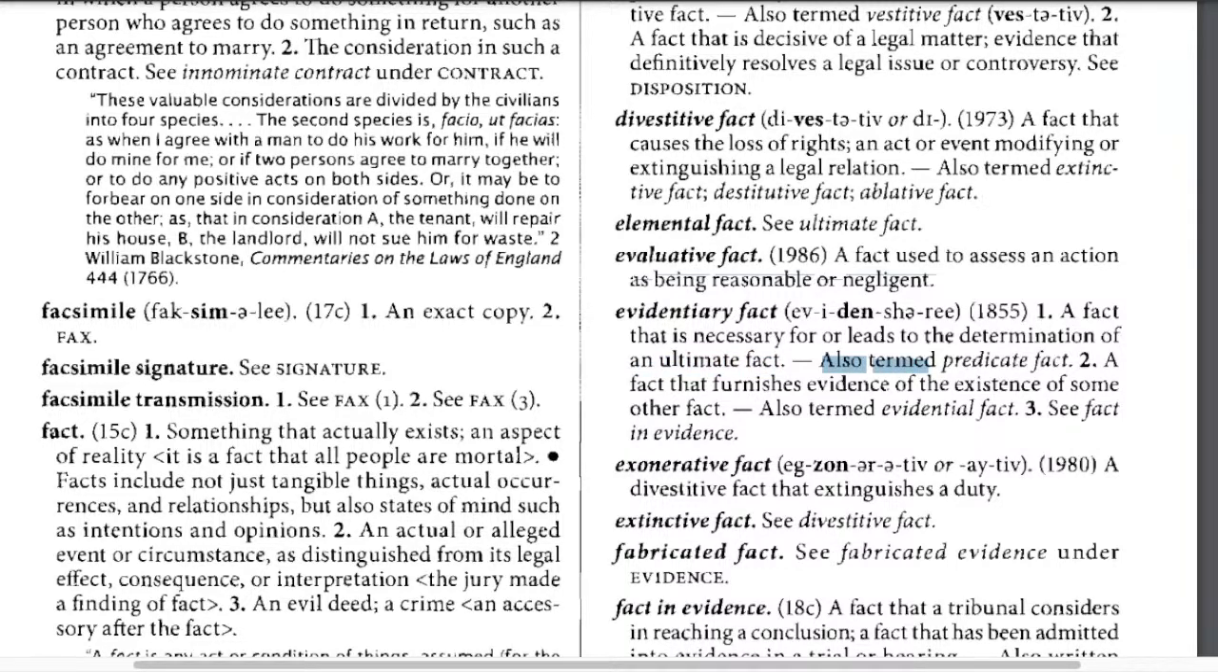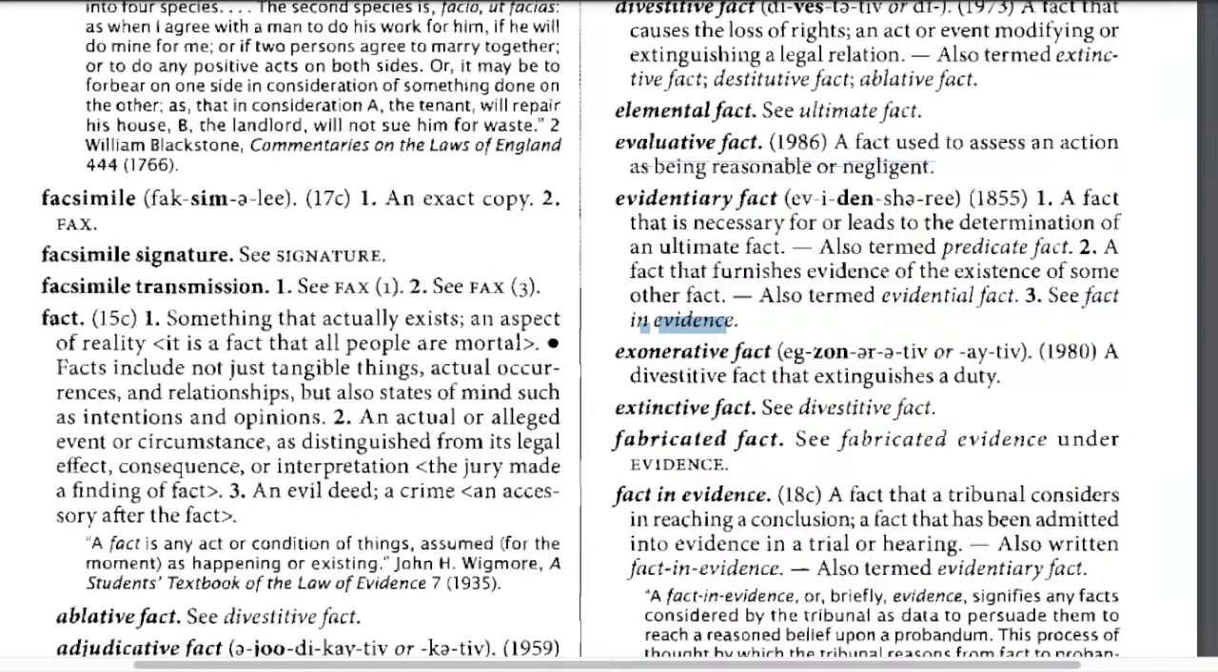Also termed predicate fact. 2. A fact that furnishes evidence of the existence of some other fact. Also termed evidential fact. See fact and evidence. Exonerative fact, exonerative or exonerative, sounds good to me. 1980, wow.